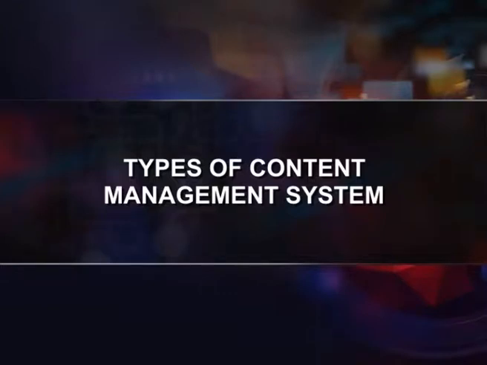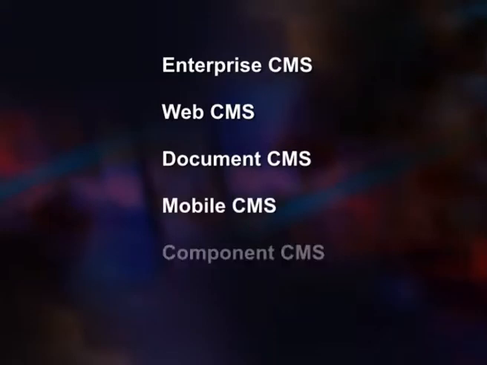Types of content management system. In this section, we will be focusing on the 6 main categories of CMS which are widely used in the market. The 6 main categories are the Enterprise CMS, Web CMS, Document CMS, Mobile CMS, Component CMS and Media CMS.